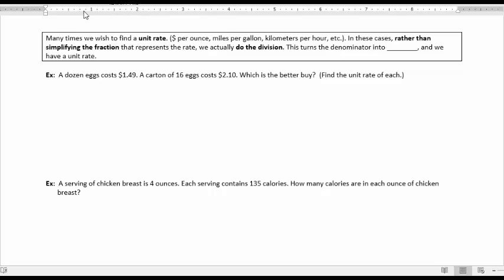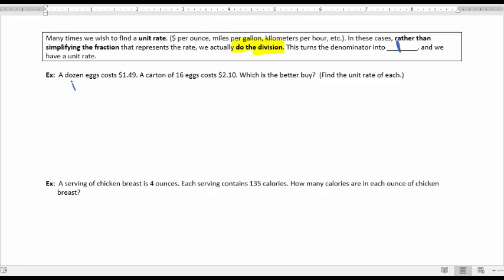So what you're doing in this case is rather than actually trying to just simplify the fraction that you get with the rate, you're actually going to do the division, right? Because when you do the division, you're really turning the denominator into 1. So if I have a fraction 3/4, when I do 3 divided by 4, I get 0.75. And that 0.75 really means 0.75 over 1. So when you actually do division in a fraction, you're really turning the denominator into 1, and then you'll have your unit rate.